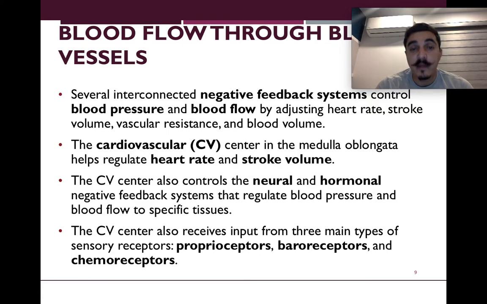The CV center in the medulla oblongata, which we talked about a little bit in the last video, regulates the heart rate and the stroke volume. It also controls neural and hormonal negative feedback systems that regulate the blood pressure to specific tissues and blood flow. And then it also receives input from three main receptors: proprioceptors, baroreceptors, and chemoreceptors.